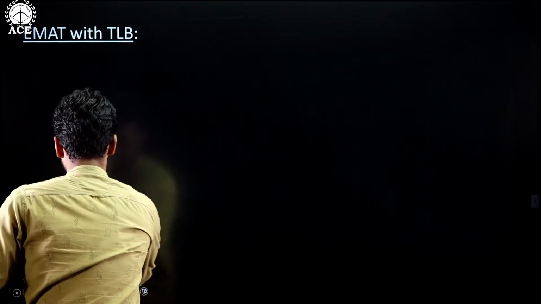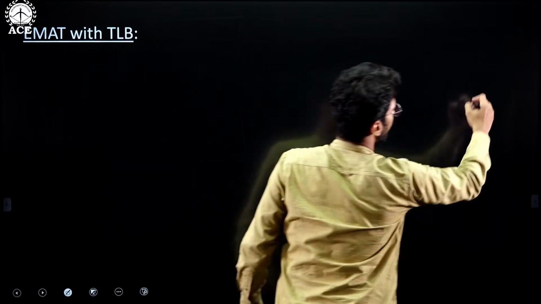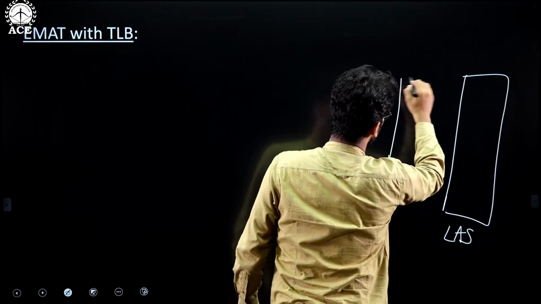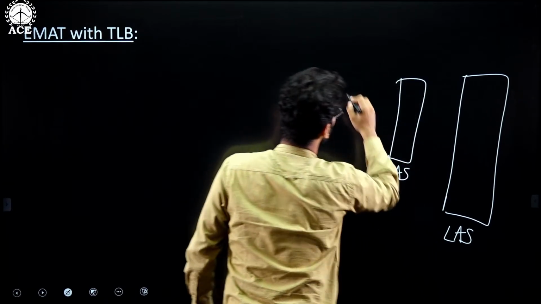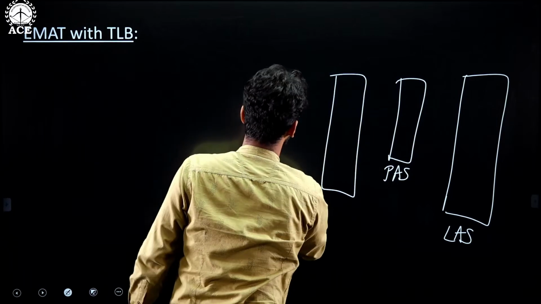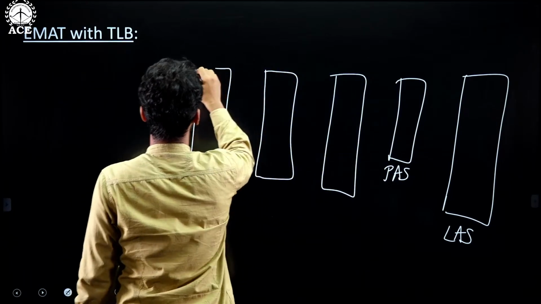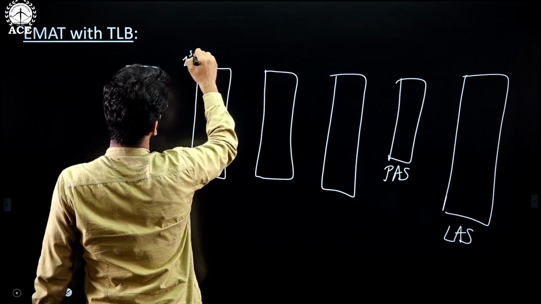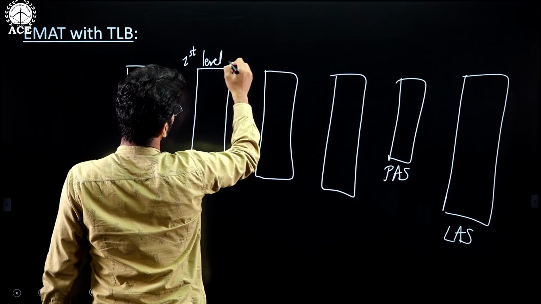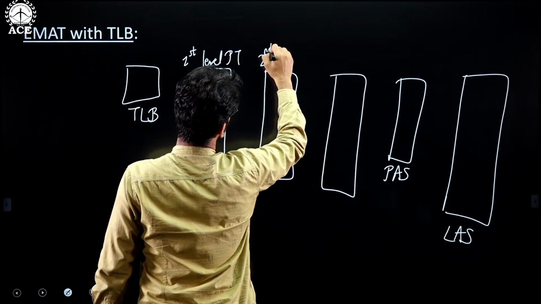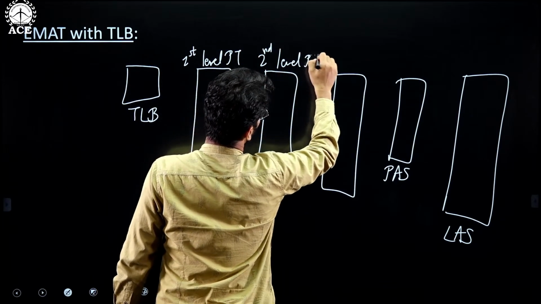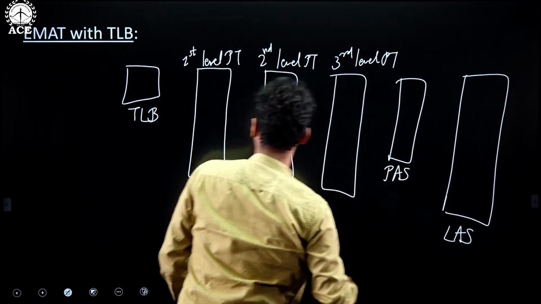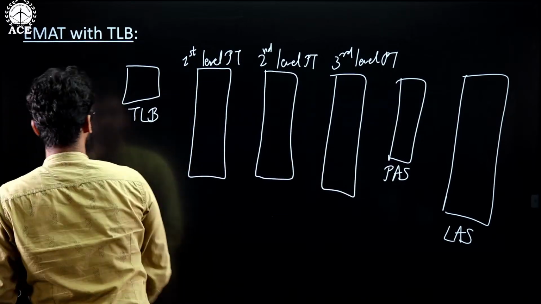EMAT with TLB. See, I'll just draw the diagram once again. With TLB, what will happen? Logical address space is there. Here is physical address space. Okay, 3 boxes. Let me draw it fast. 1, 2, 3. And then this TLB. TLB, first level page table, second level page table, then third level page table.